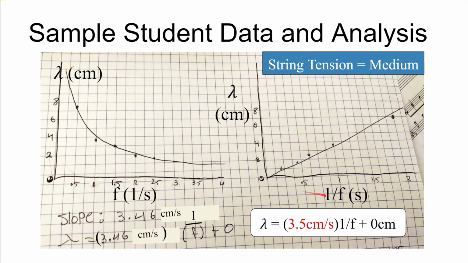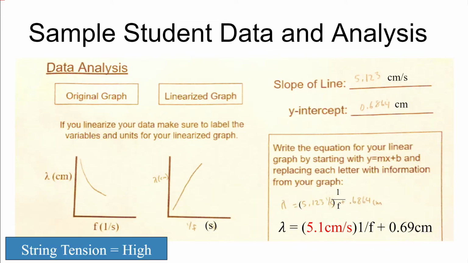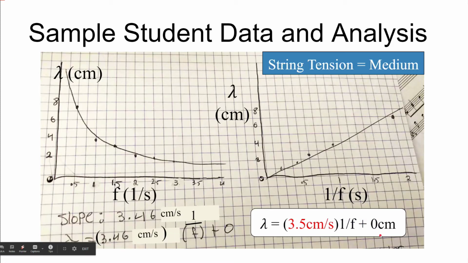They also inverted the frequency values and graphed them on the x-axis to get something that looked linear. The equation for that line was wavelength is equal to a slope of 3.5 centimeters per second times the inverse frequency plus 0 centimeters. So let's first talk about the y-intercept. If we look back at the first student's data, they got a y-intercept of about 0.69 centimeters. In the second student's data, they said their y-intercept was 0. I'm assuming they approximated that to be 0.